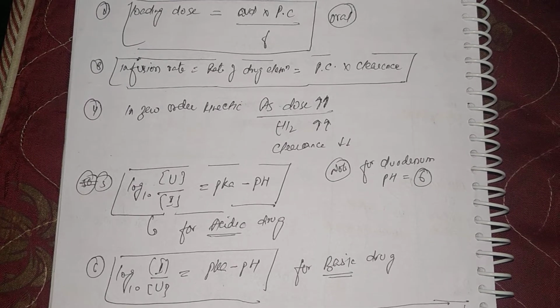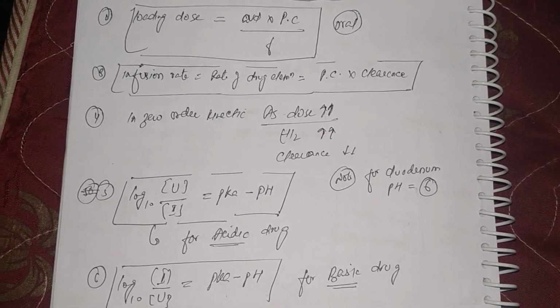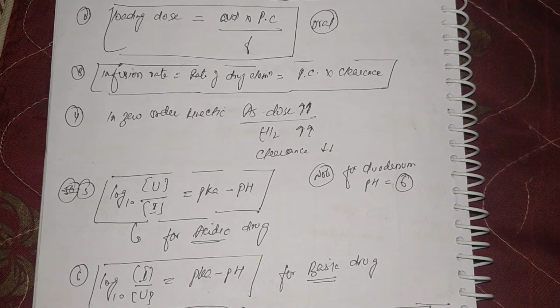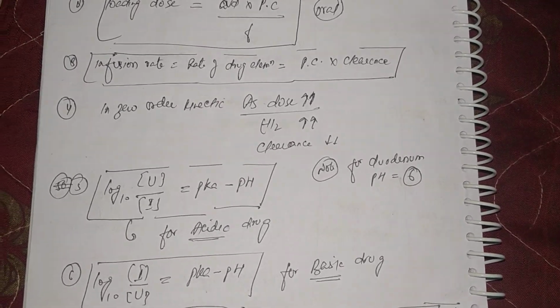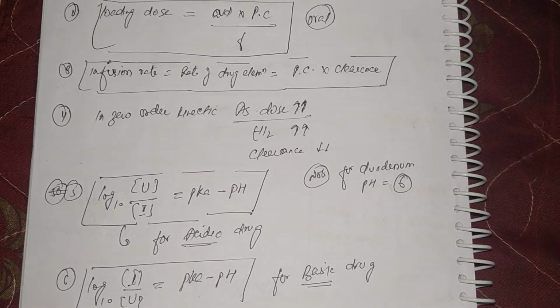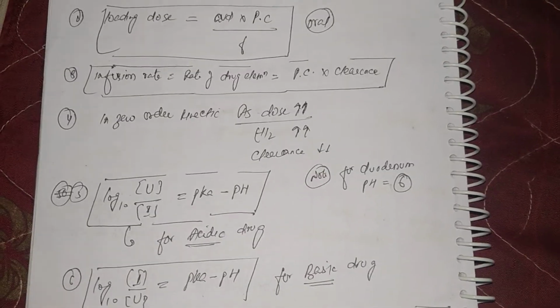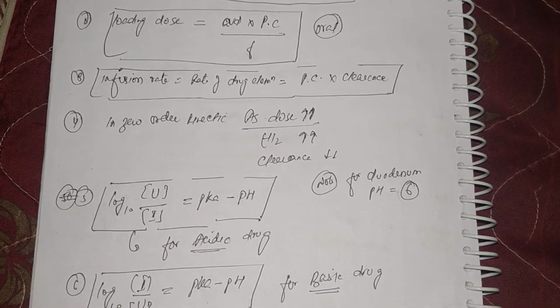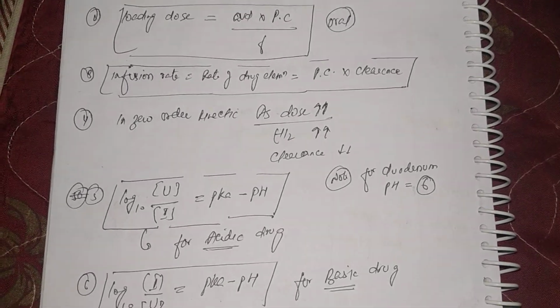Fourth is in the case of zero order kinetics. In case of zero order kinetics, as the dose increases, half-life will also increase and the clearance will decrease. In zero order kinetics, as the dose increases, half-life increases and the clearance decreases.